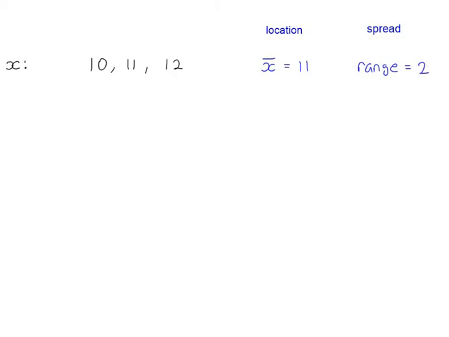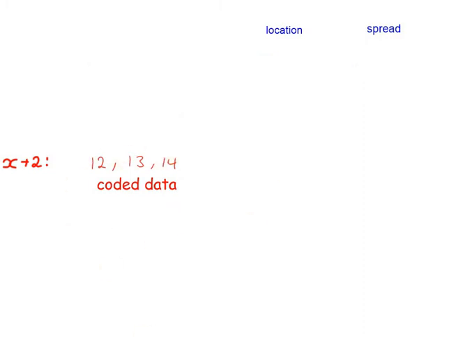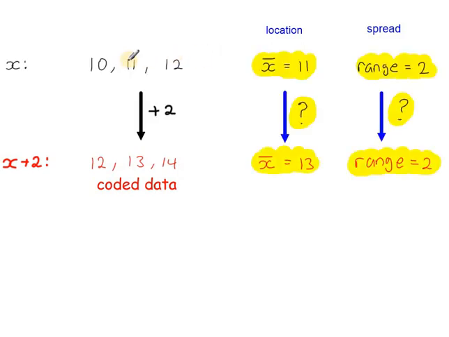Now I'm going to code the data by adding 2 to all of the original data values. So the new data is x plus 2. Here are the coded data values. We have to work out the mean and spread for our coded data next, which is 13 and 2. So without having to modify the data first and then work out the mean and range, is there any way we can get from the mean and range of the original data directly to the mean and range for the coded data? And it's fairly straightforward for this example.